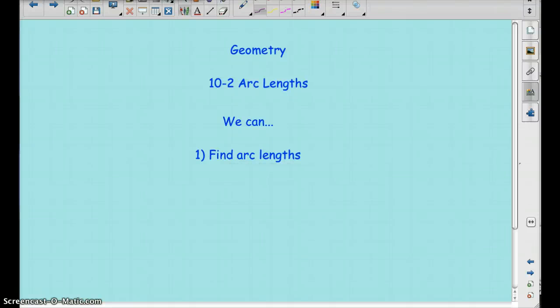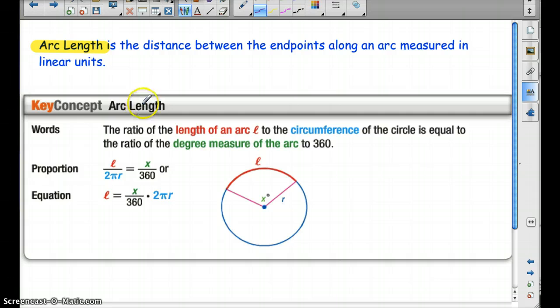Hello, geometry students. We're going to finish up 10-2 with arc lengths, and what we're going to be able to do is find the arc lengths. So an arc length is the distance between the endpoints along an arc, measured in linear units. Before, in the first part of the section, we were just finding an arc measure in relation to the angle, but now we're actually going to be able to find it given a measurement. So inches, centimeters, meters, whatever our linear unit is, we're going to be able to see this distance.